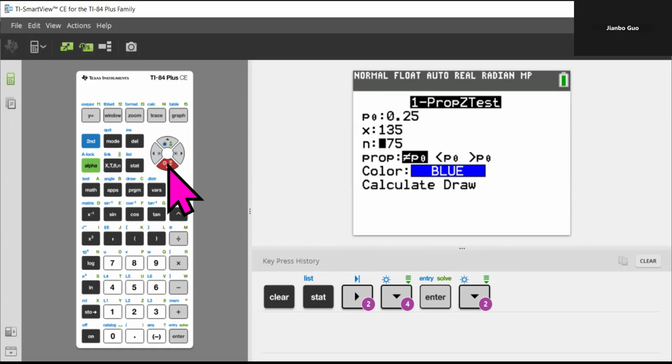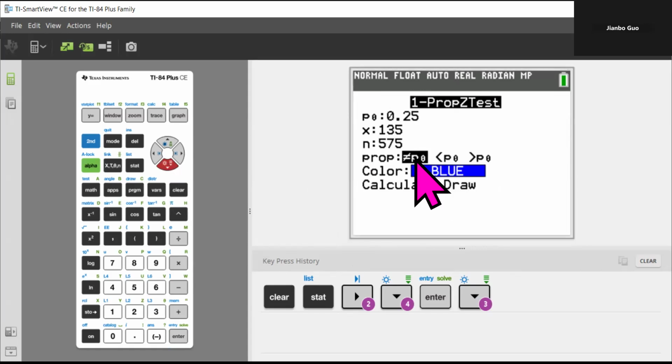And then we're going to select two-tailed test. If your test is left-tailed, you choose the one in the middle. If your test is right-tailed, choose the one on the right. Since our test is a two-tailed test, you have to select the first one. Okay?